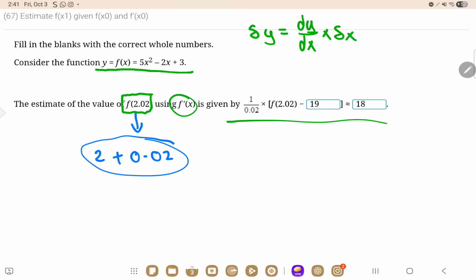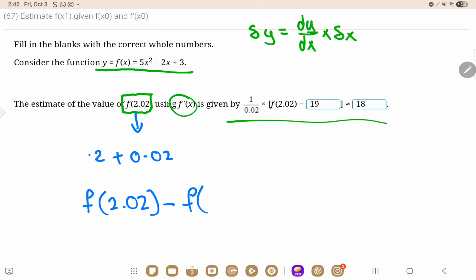So x is basically this, right? We want to find the function at 2.02. To find the function at 2.02, can't we just find the function at 2.02 minus the function at 2? We can. So the small change in y is the function at 2.02 minus the function at 2, and the small change in x is 0.02.